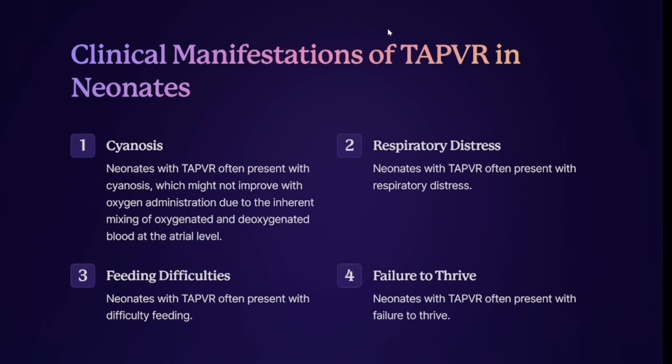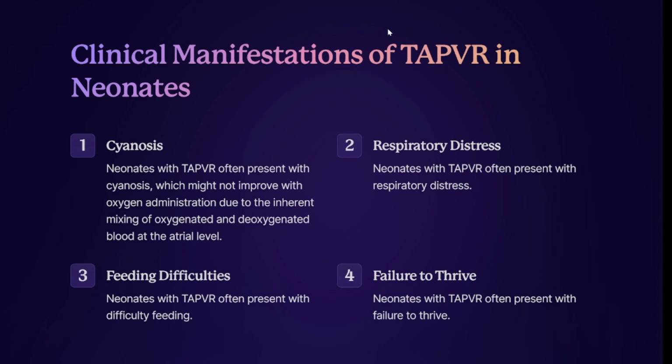A. TAPVR is diagnosed primarily through echocardiography, which can visualize the anomalous pulmonary venous drainage and associated cardiac defects like ASD. Chest X-ray may show a snowman or figure of 8 sign in supracardiac TAPVR and increased pulmonary vascular markings due to pulmonary venous congestion.